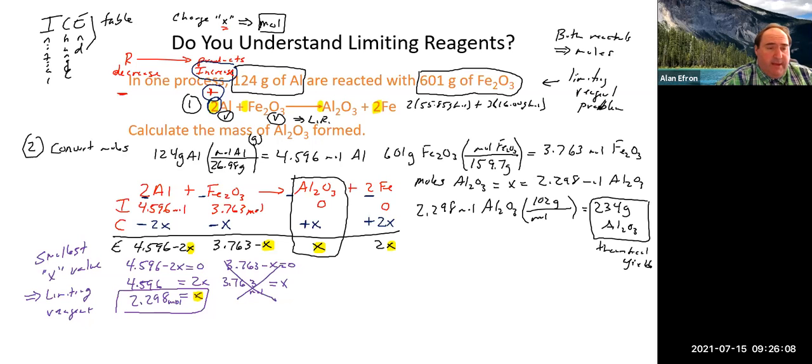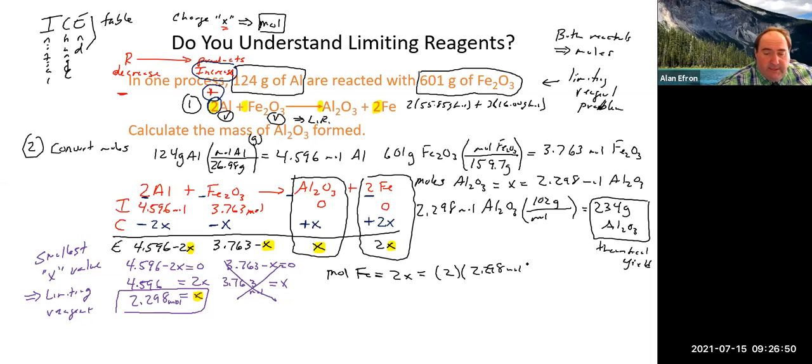Where this method really is beneficial is what happens if we had a problem where we were not just interested, for example, in the mass of aluminum oxide produced, but we also wanted to know how much iron would be produced? Well, at this point, we can very quickly go, okay, you want to know how much iron is produced? Moles of iron is equal to 2 times X.